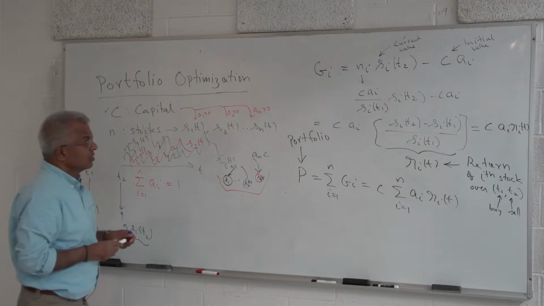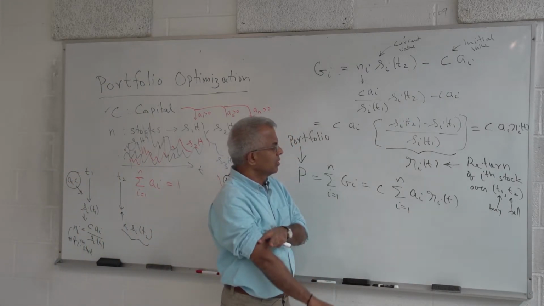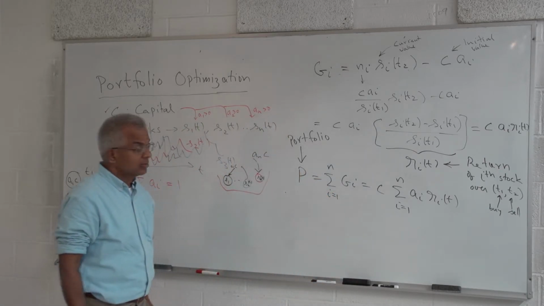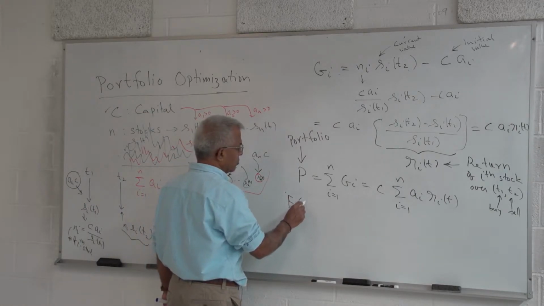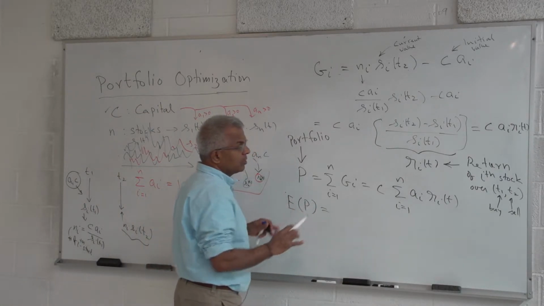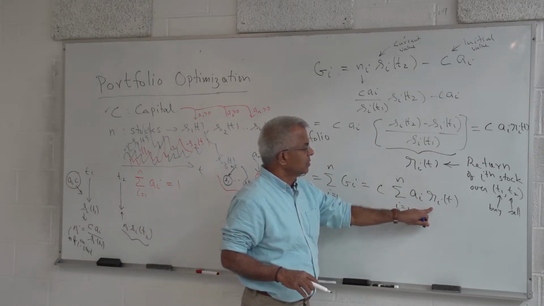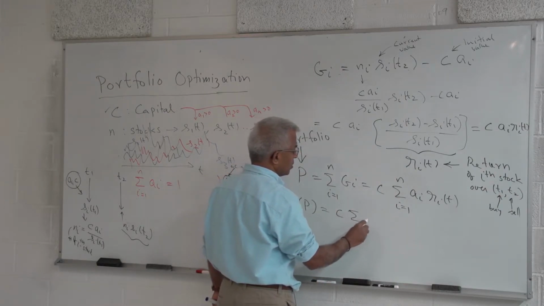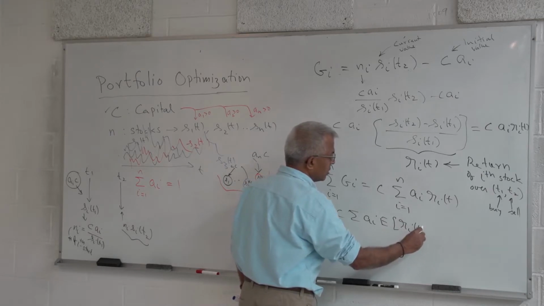All right, so the question is now, how do you select these constants? What are the criteria? Of course you want to make money. So if you look at the expected value of the portfolio, that's going to be the average return, because this is the average return over all the stocks. So that's going to be C sigma AI, expected value of RI of T.